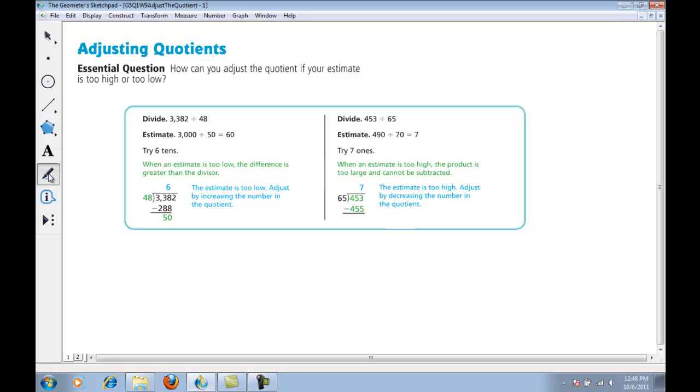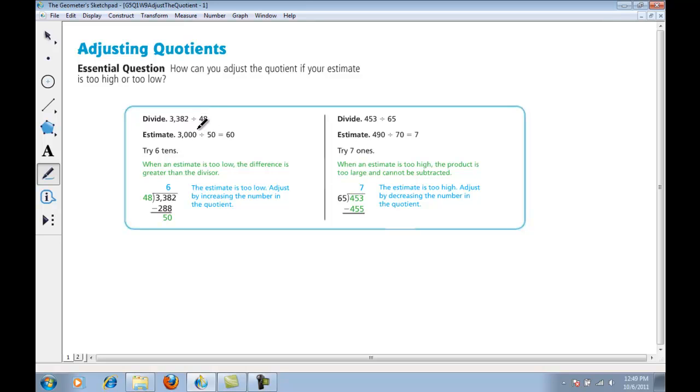In this lesson, we're going to learn about adjusting quotients when doing division. The essential question asks, how can you adjust the quotient if your estimate is too high or too low? Well, let's look at this first example. We're going to divide 3,382 divided by 48.